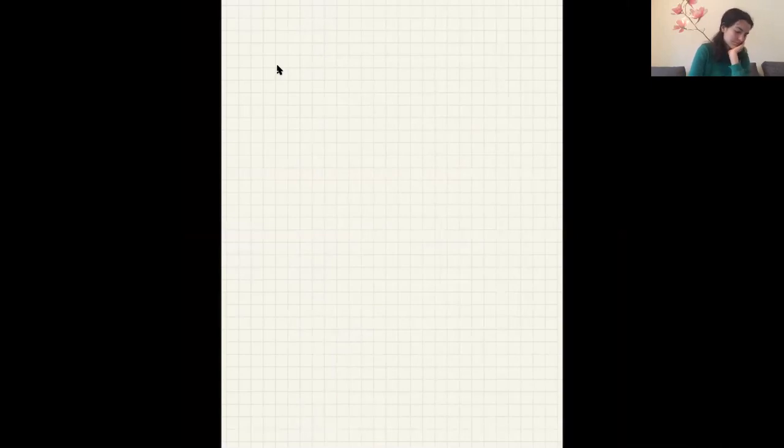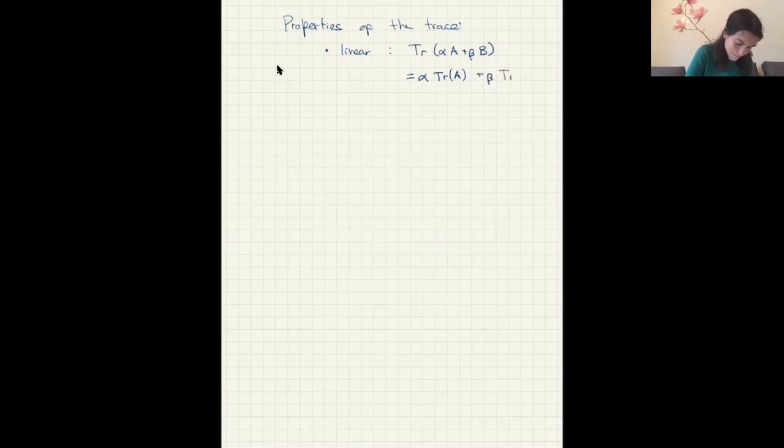So, properties of the trace, and this is something you can prove. I think you will prove it in the tutorial. One is that it's linear. So how do you write this? Alpha A plus beta B, where alpha and beta are numbers, complex numbers. This is just alpha trace of A plus beta trace of B.